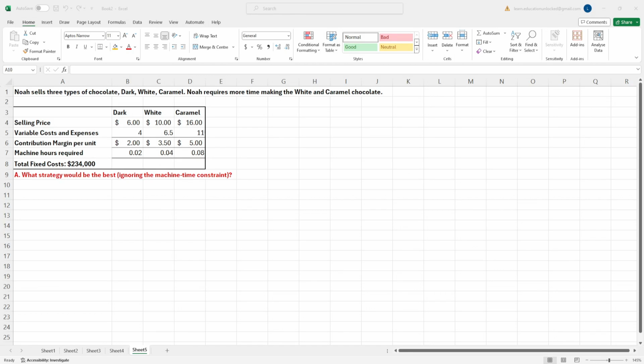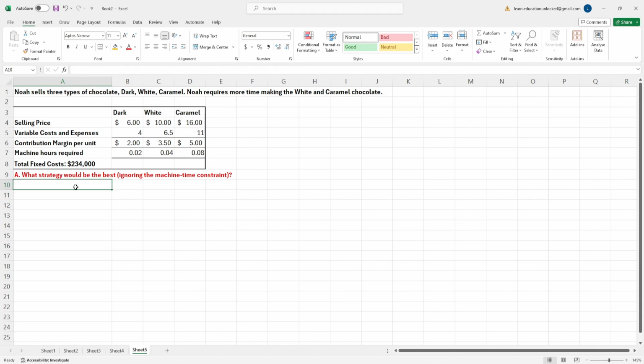Alright guys, so here's our example for sales mix with limited resources. So here Noah sells 3 types of chocolate. We have dark, white, and caramel. Noah requires more time making the white and caramel chocolate. We have the selling price for each chocolate, so 6, 10, and 16. Variable cost and expenses, 4, 6.5, and 11. And your contribution margin per unit, so that's $2, 3.5, and $5. And then the machine hours required, so 0.02, 0.04, 0.08. And then on the bottom, we have our total fixed cost of 234,000.